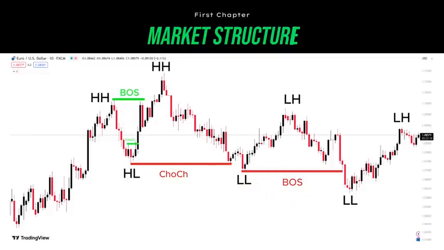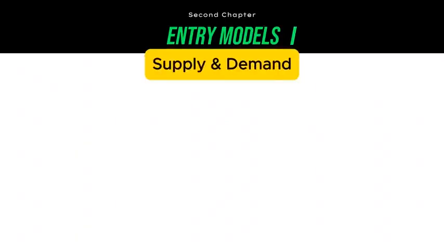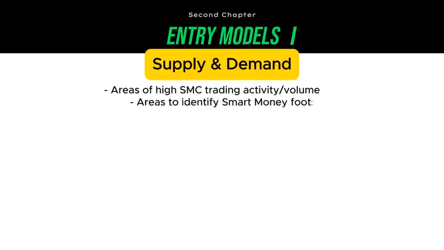Now that we have learned how the markets move and its structure, it's time to learn the trading entry models. The first one we are going to cover is the supply and demand. Supply and demand zones are price levels or areas where smart money are most actively trading with the largest volume. So that helps us identify these levels and follow the smart money footsteps.